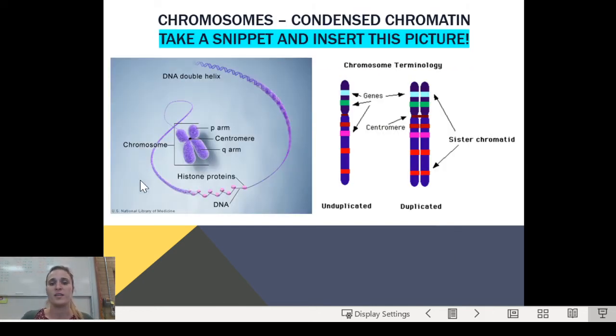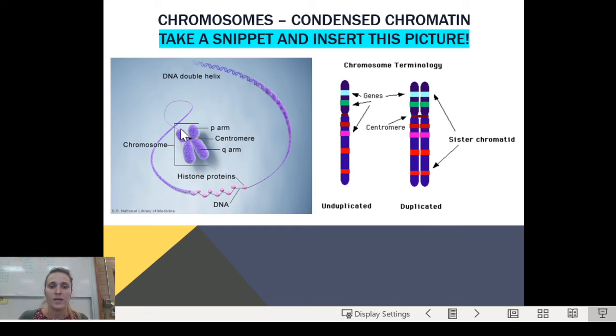So take a snippet and insert this picture. So here's a time to pause and take a snippet of this picture. This just shows you some graphic representations of chromosomes, which is the chromatin packed into a little tiny package. Okay, so you've got kind of like this X shape right here, and in the middle you have the centromere. That's the little place where they meet, together, each sister chromatid.